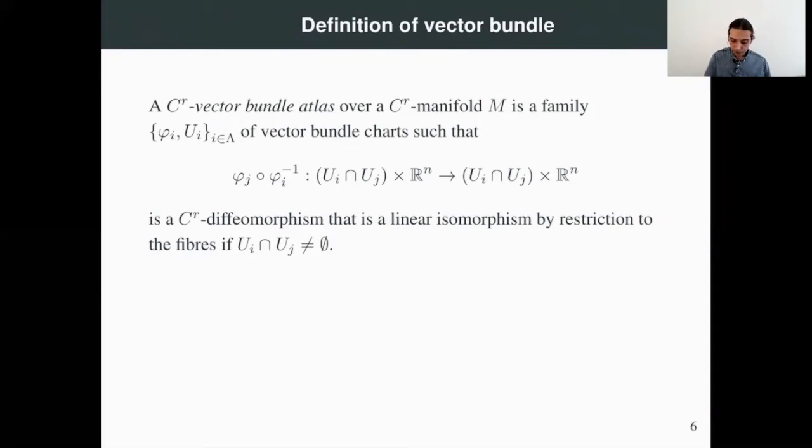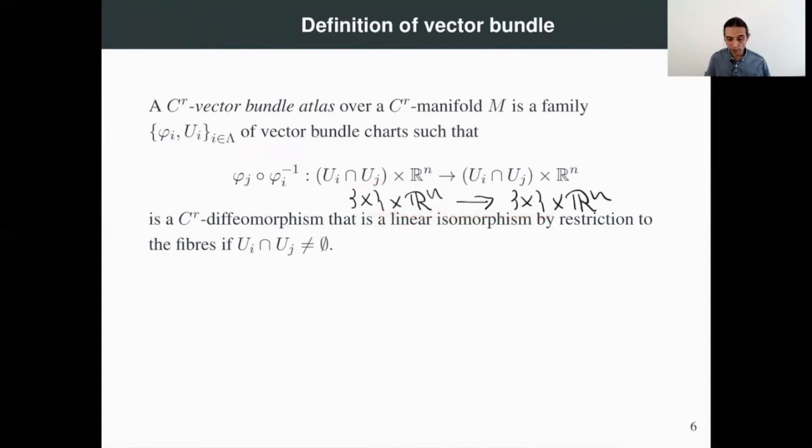So a CR vector bundle atlas is a family of vector bundle charts such that this bijection over here is a CR diffeomorphism. But it's not just that. Since phi i and phi j are actually vector bundle charts, the image of x times Rn is x times Rn. Indeed, the restriction of this change of coordinates to the set of the form, the singleton consisting of x, times Rn, is a bijection of this set, okay?